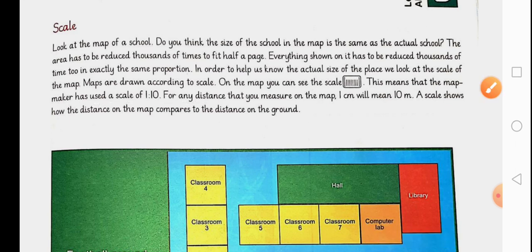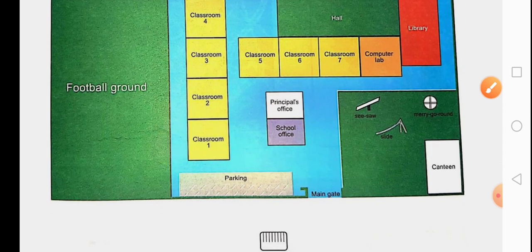Now for example, you want to visit this school and you want to visit the principal's office. So what will you do? You will take out a ruler. I hope all of you have rulers in your geometry boxes. If you look at those rulers, you will find numbers written on them. On one side centimeters are written and on the other side inches are written. We are going to work with centimeters at the moment.